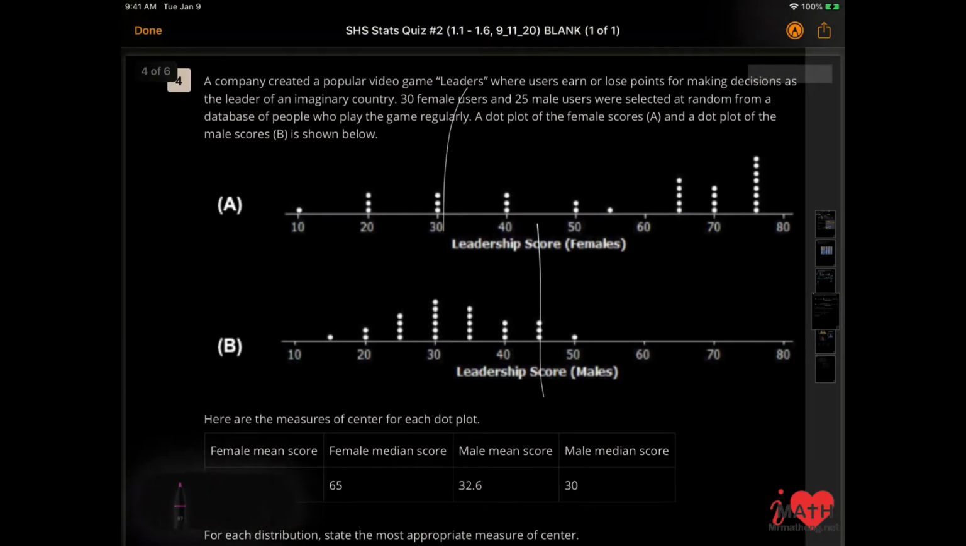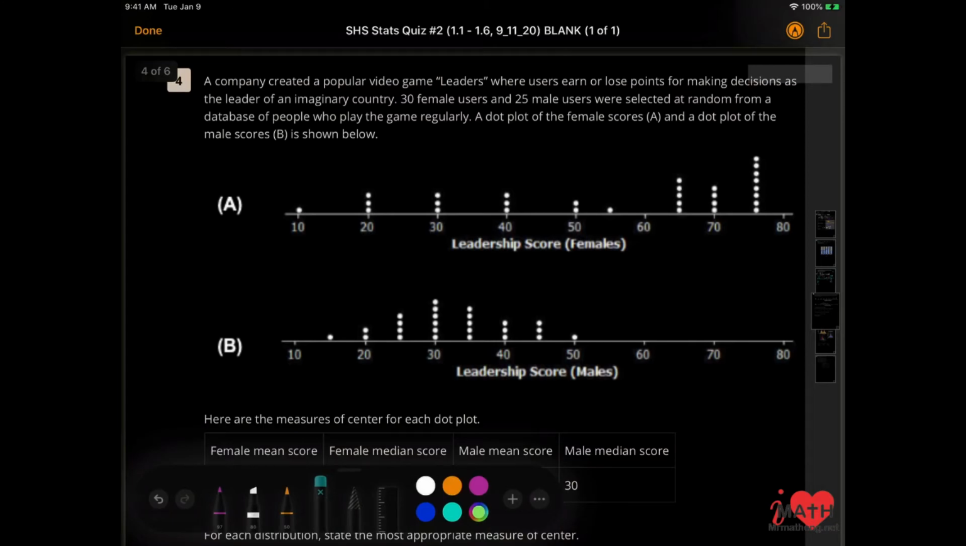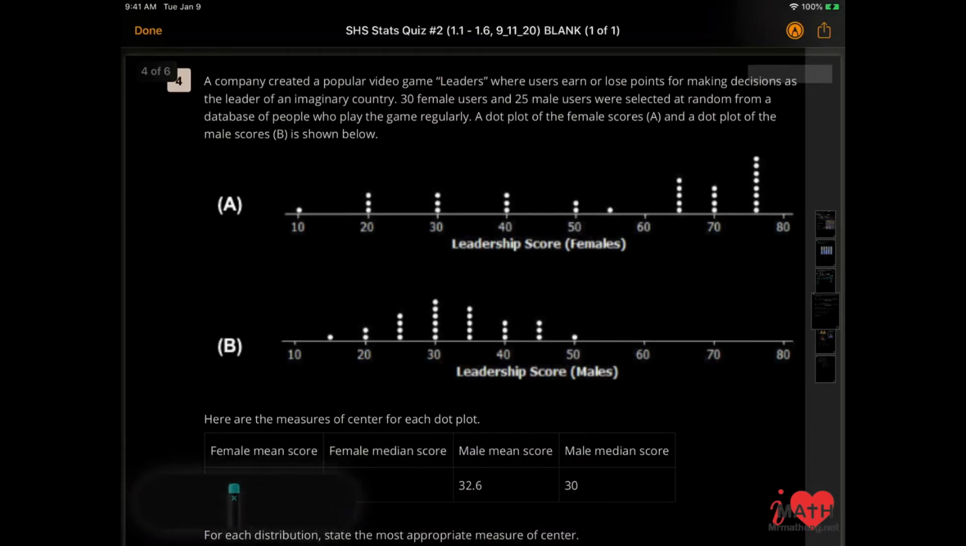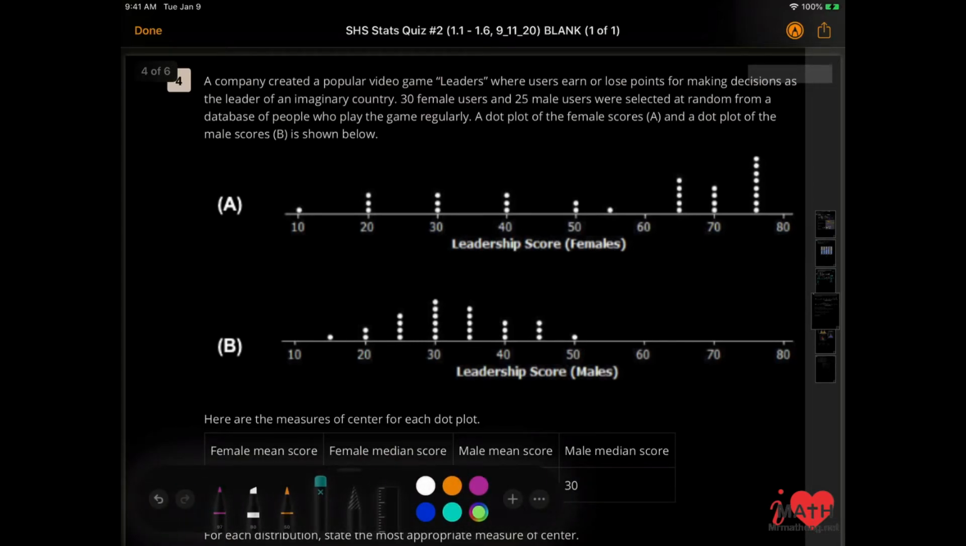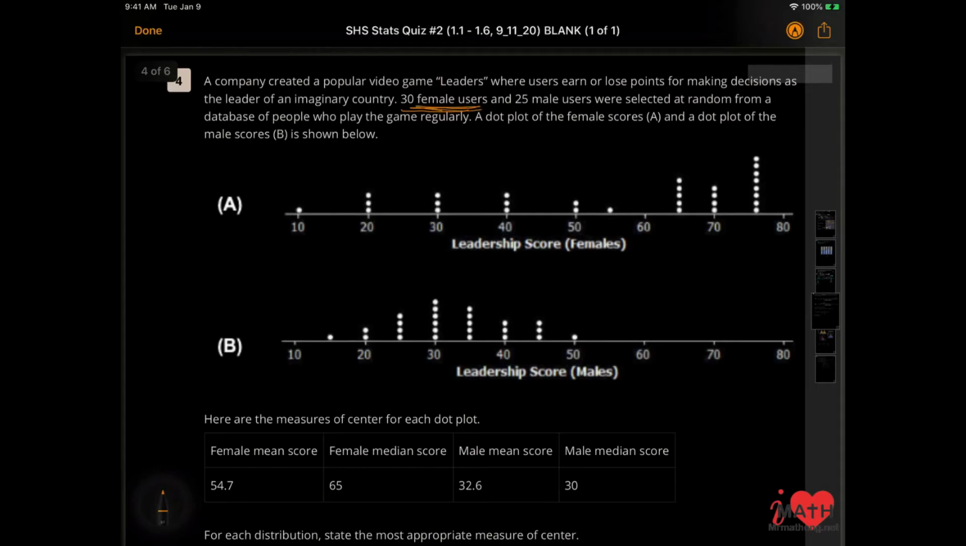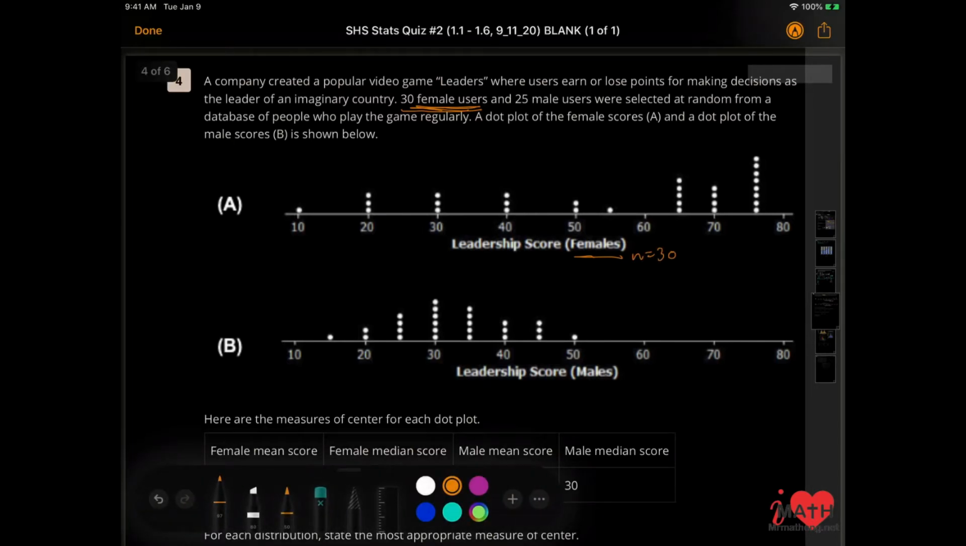A company created a video game, Leaders, where users can make points or lose points for making decisions as the leader of an imaginary country. I want to underline this fact. There are 30 female users. So n equals 30 just means there are 30 females. That's how many dots there are.